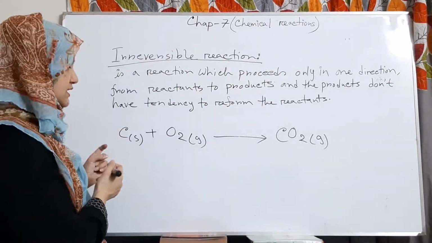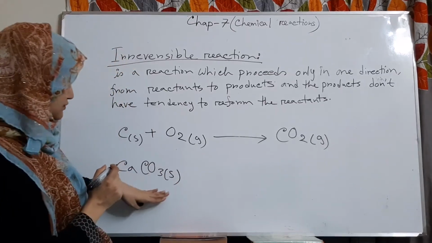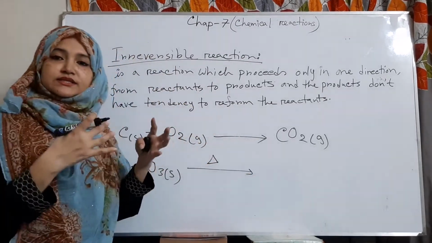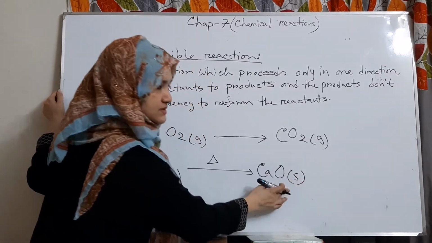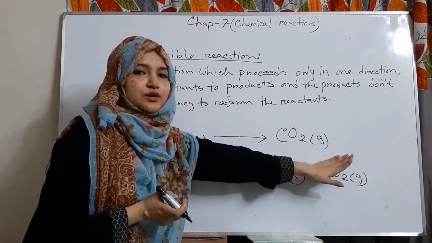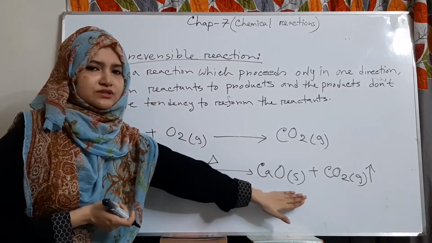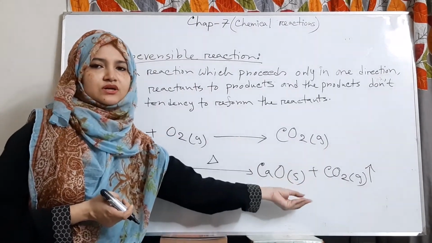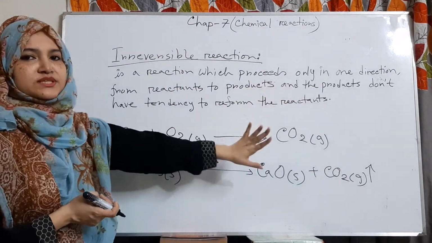Another example of an irreversible reaction is decomposition of quicklime. Calcium carbonate, solid calcium carbonate, which is known as quicklime. If we heat this calcium carbonate in an open container, then it produces solid calcium oxide and carbon dioxide gas. And as the products are produced, the carbon dioxide gas is removed from the reaction vessel, because this is a gas and this reaction occurs in an open container. That's why the product will be eliminated from this reaction vessel.